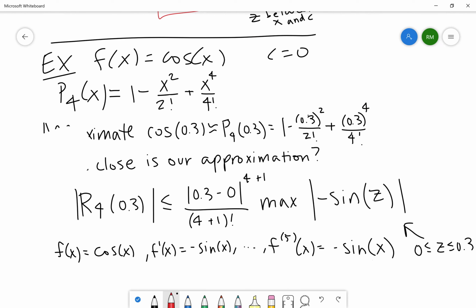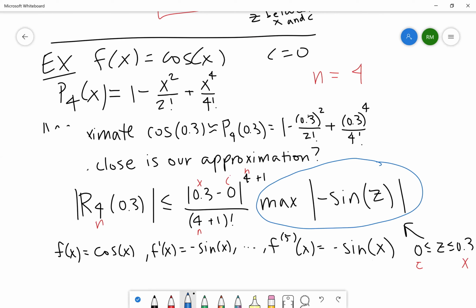You see, this is c, this is x, and this is n. N is 4 in this case. It's the degree of the polynomial you're using. Okay, well, what do we know about the maximum value of the sine? We know this is always less than or equal to 1.